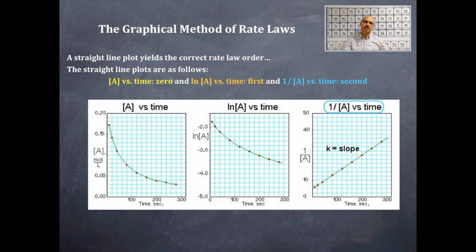So make sure that you can either get a set of data and compare different sets to figure out what the order of the reaction is, or you can do different graphs, and from that information you can get the order of the reaction.